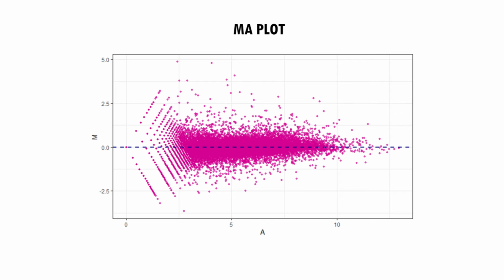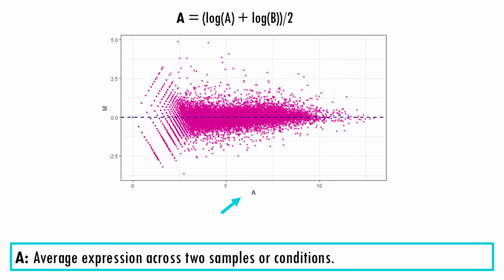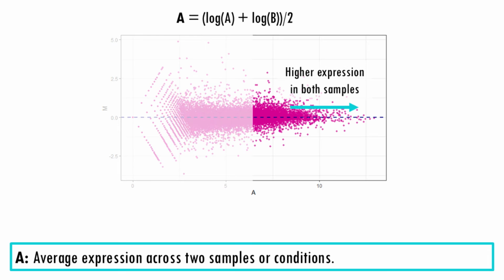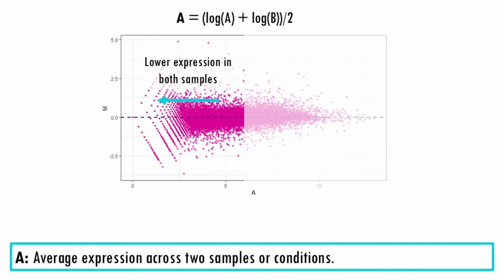An MA plot is basically a scatter plot where each of the dots represents a gene. Let's have a look at the axis now. On the x-axis we have A, or the average log expression across two samples or conditions. So on the right we'll have genes that are highly expressed on average in both samples, and as we move towards the left, towards 0, the average log expression is lower.